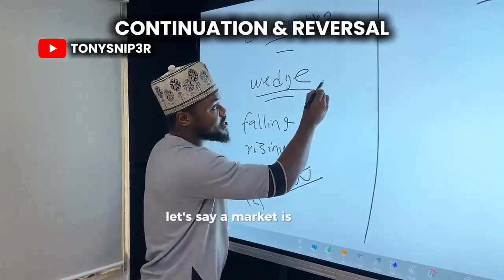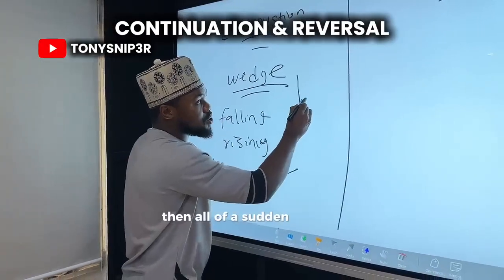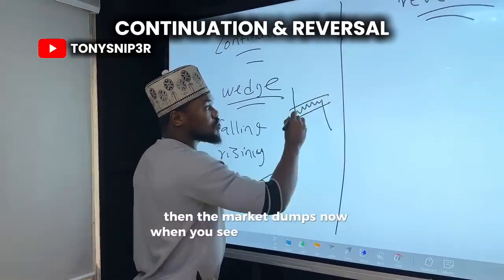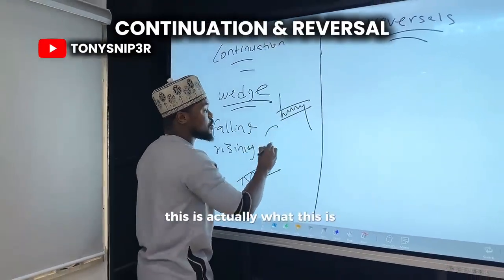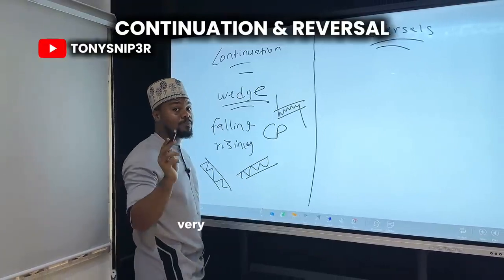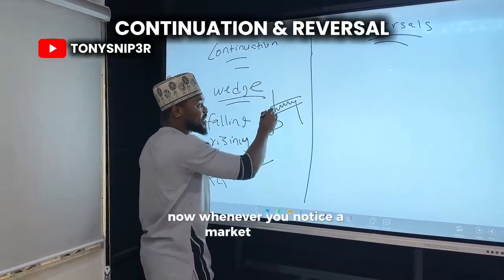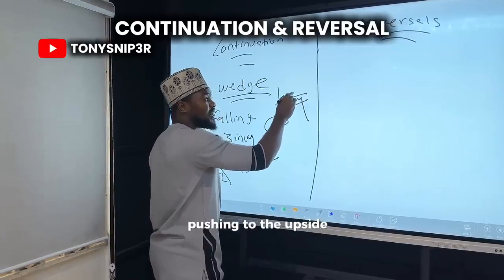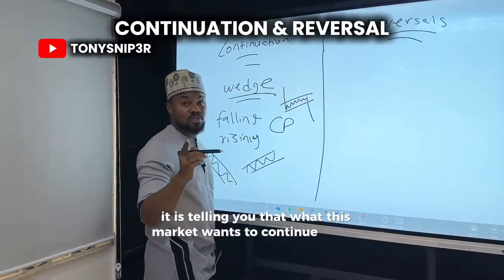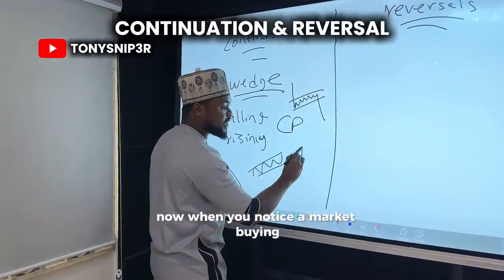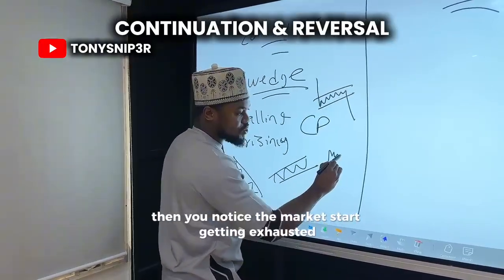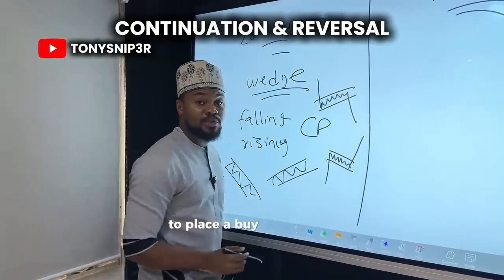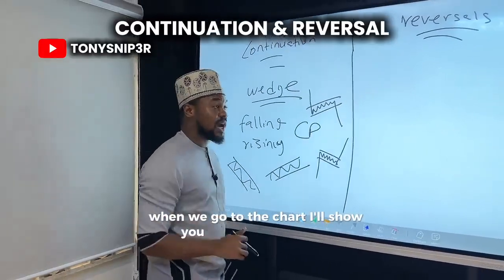Let's say a market is selling, right? Then all of a sudden, you start seeing a rejection like this, then the market dumps. When you see something like this, this is a continuation pattern. Very, very important. Take notes. Whenever you notice a market is selling and you start noticing this market getting exhausted, pushing to the upside, it is telling you that this market wants to continue selling. Now, when you notice a market buying, then you notice the market start getting exhausted, pushing to the downside, this is an opportunity for you to place a buy to the upside. When we go to the chart, I'll show you guys more examples.